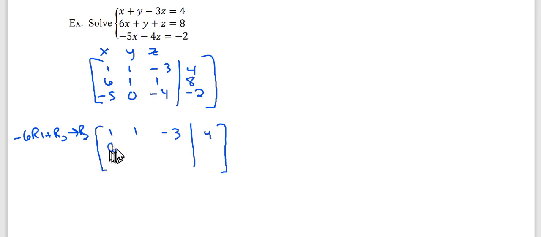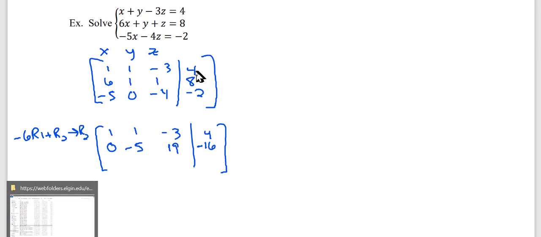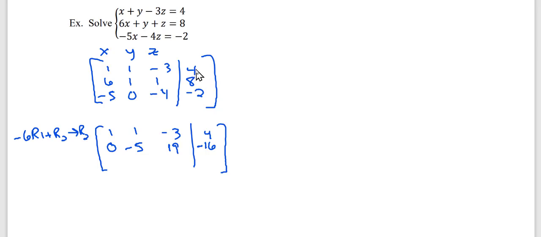Negative 6 times 1 plus 6 is 0. Negative 6 times 1 plus 1 is negative 5. Negative 6 times negative 3 is 18, plus 1 is 19. Negative 6 times 4 is negative 24, plus 8 is negative 16. If you need to write these out, I find myself just using my pencil or my finger to follow along and do the calculations.